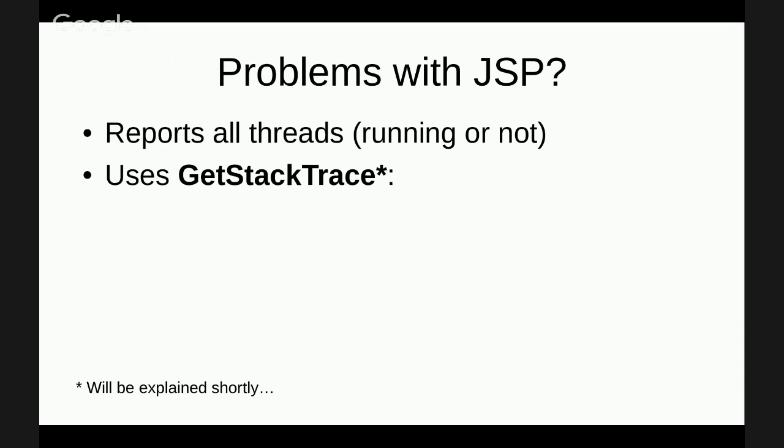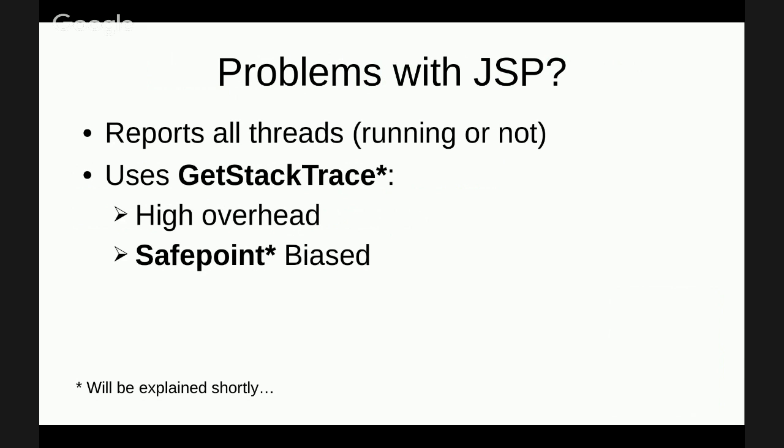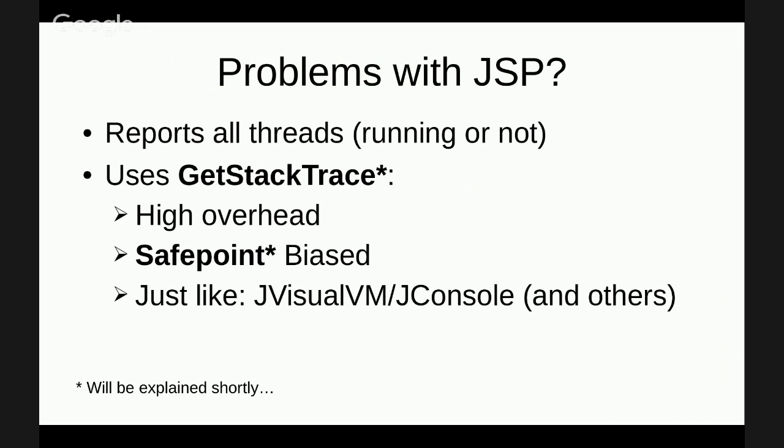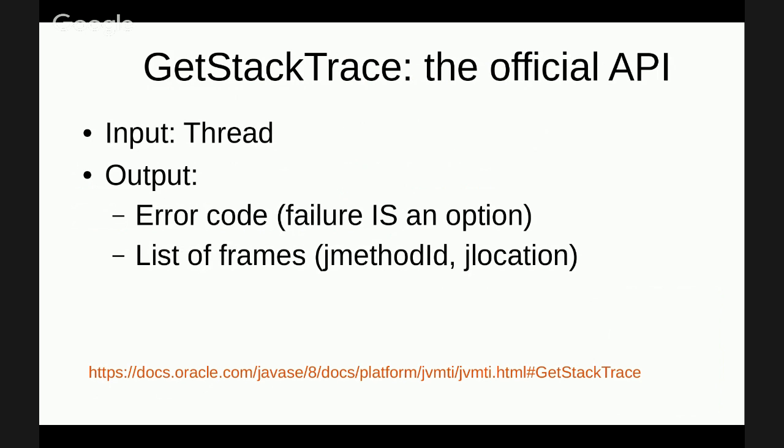It uses GetStackTrace, which I'll explain in quite a lot of detail in a second, but that means it has a high overhead. Again, I'll get to the root cause of the overhead. It's Safepoint biased, which we'll explain, and surprisingly, it's exactly like JVisualVM, JConsole, other profilers. I believe JProfiler and YourKit have the same sort of issue. Now, that's not to say that they're useless, but it is something to consider that they have this inherent cost. So we'll be exploring that cost in a live demo shortly.